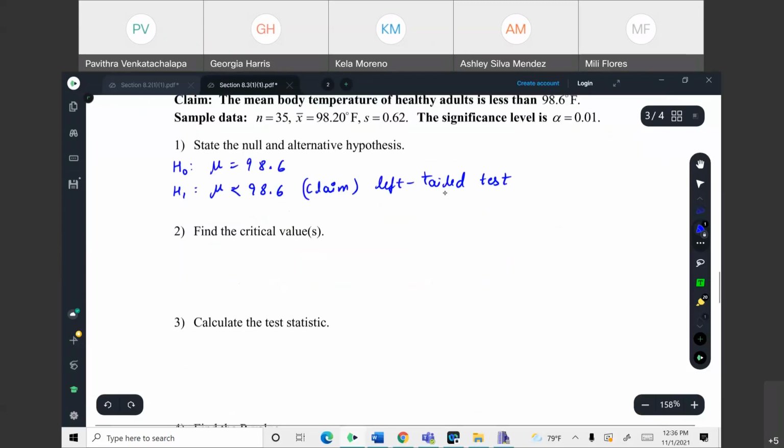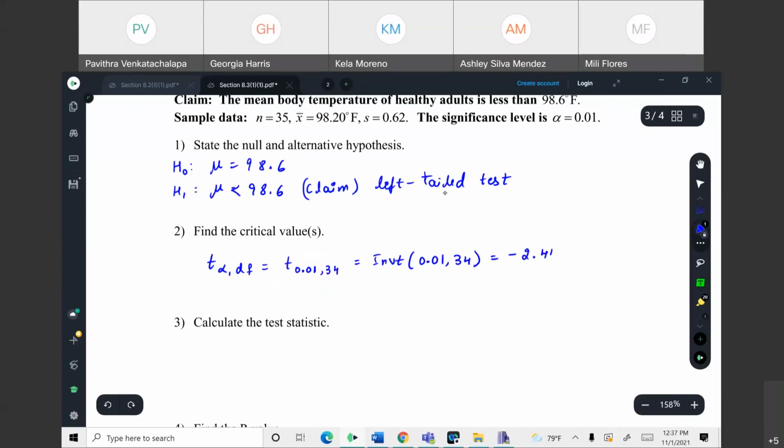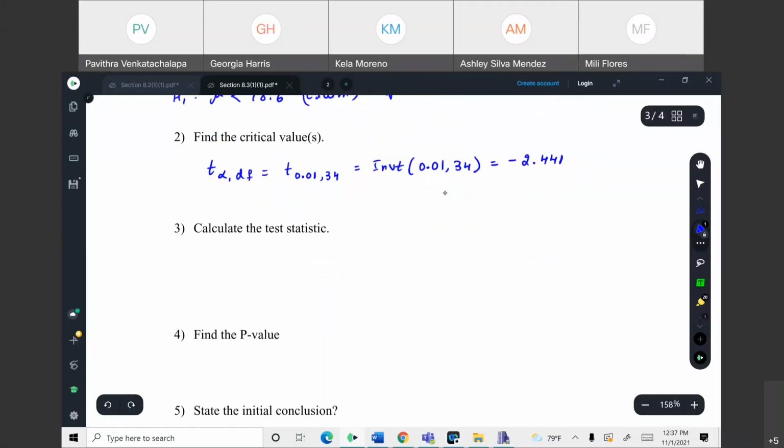So since it is a left tail test, you use alpha, comma, degree of freedom. So alpha is 0.01, degree of freedom is n minus 1, that is 34. You have to use inverse t, 0.01, comma 34. That will give you negative 2.441. Okay. And then you calculate the test statistic using the formula which is given above.